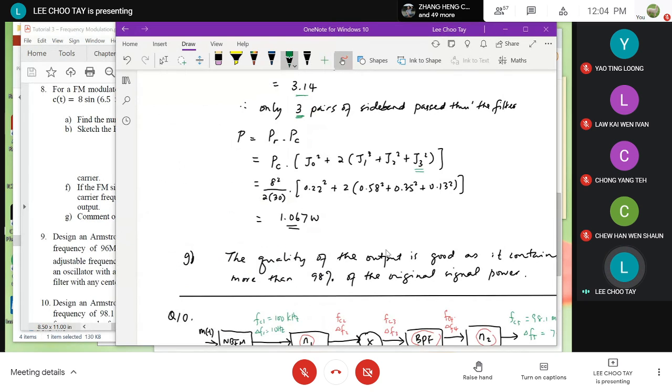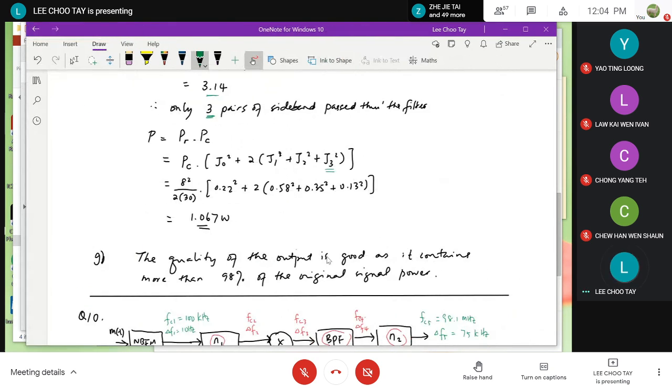In this case, we can easily say that the output signal quality is good. How do we know it's good? Because it actually contains more than 98% of the original signal power. Remember this magic number, 98%. Whether a signal quality is good or not depends on how much of the original signal power is being transmitted. Anything more than 98% means the signal quality is good, but less than this means the signal quality is not good.